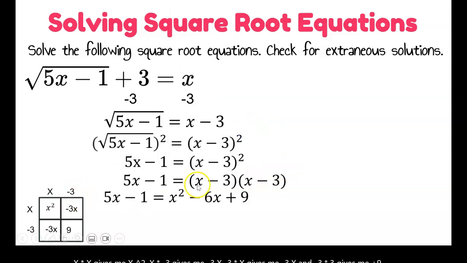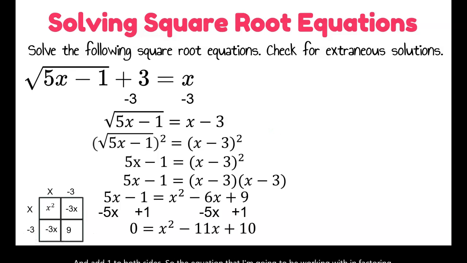Okay, so when I write this all out, I get x squared. I add these together, gives me minus 6x, and then plus 9. And of course, nothing changed with that. I want to solve this. It's got an x squared in it. I need to get everything to one side. This needs to be equal to 0 so I can factor it. So I'm going to subtract the 5x from both sides and add 1 to both sides. So the equation I'm going to be working with in factoring is 0 equals x squared minus 11x plus 10.